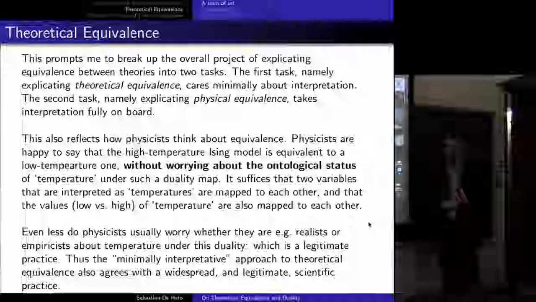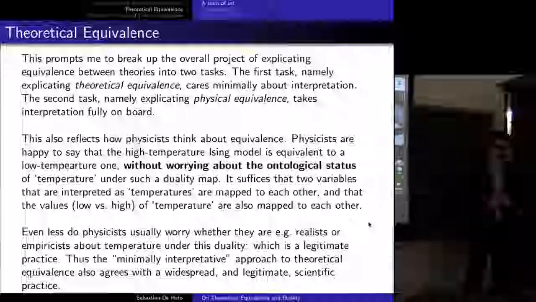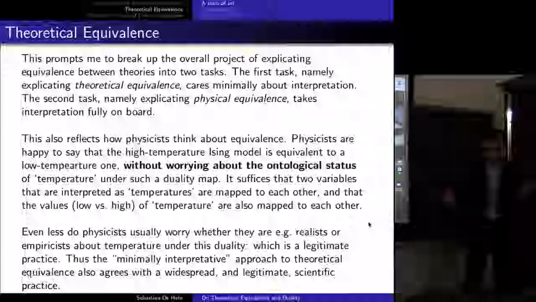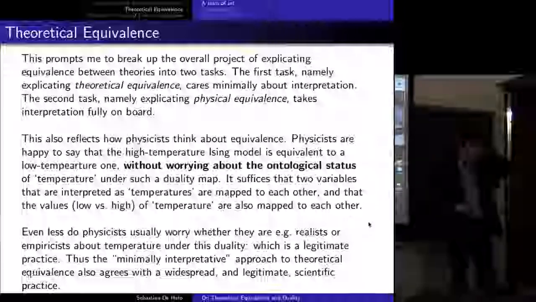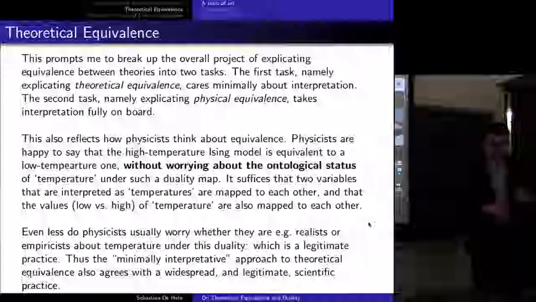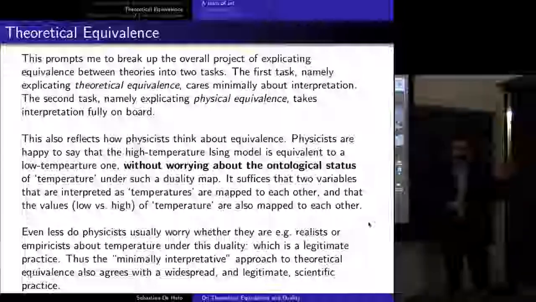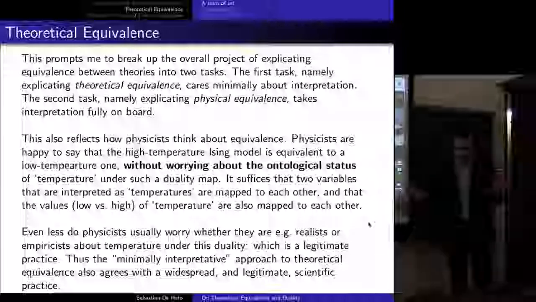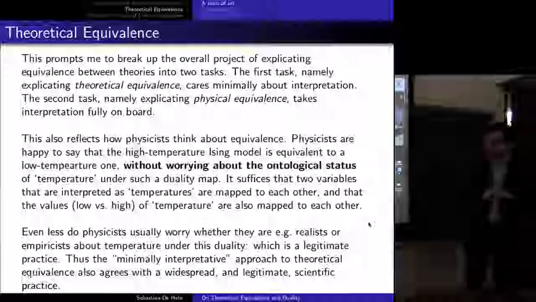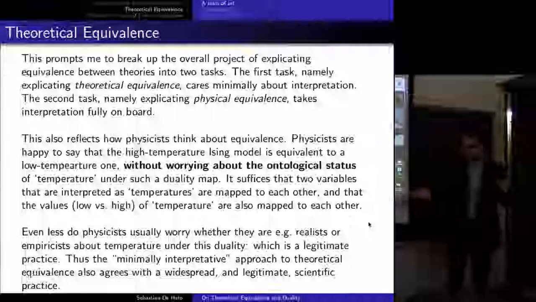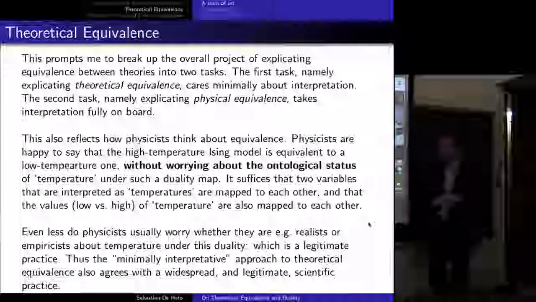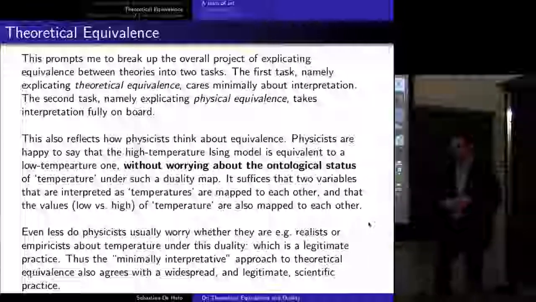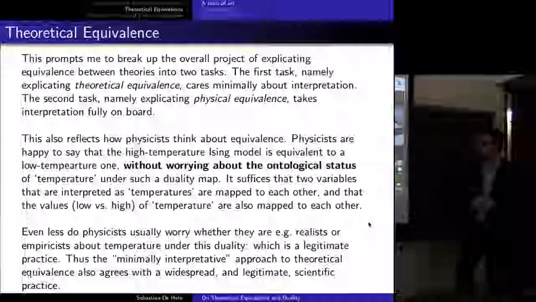And I think that this also reflects how physicists talk about equivalence, because physicists are happy to say that, for example, in the case of the Kramers-Wannier duality, where a high temperature lattice is dual, isomorphic, to a low temperature lattice, these systems are equivalent, or these models are equivalent, without worrying about the ontological status of, say, temperature under this duality map.